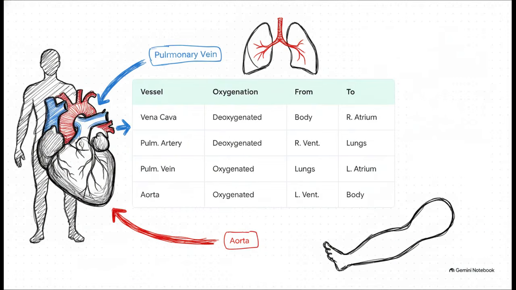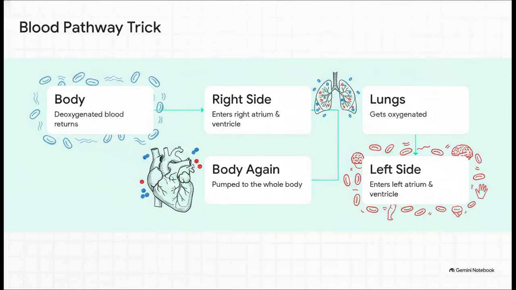Let's see how this builds our understanding of the 4 major blood vessels you absolutely have to memorize. First up, the vena cava. It brings deoxygenated blood from the body straight into the right atrium. Next, the pulmonary artery takes that deoxygenated blood from the right ventricle away to the lungs. Once it's loaded up with oxygen, the pulmonary vein brings it from the lungs back into the left atrium. And finally, the aorta takes that fresh, oxygenated blood from the left ventricle and blasts it out to the rest of the body. I know, that can feel like a lot of heavy terminology all at once.